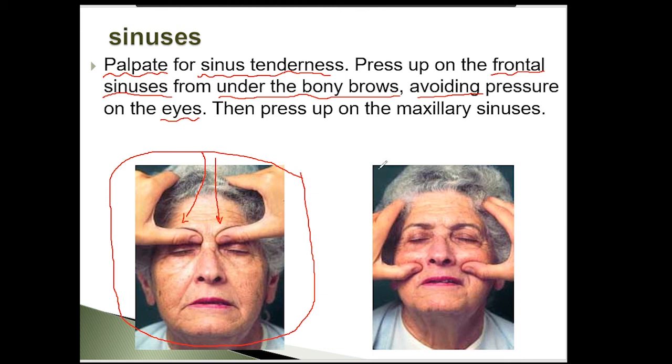And the same idea on the maxillary sinuses. Still with the thumb, put the thumb there and push upward. If the patient feels some tightness or maybe some soreness there, then the patient has a sinus infection there. So that's how we test the sinuses.